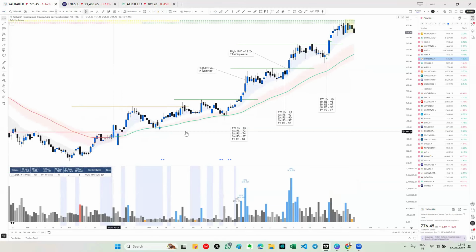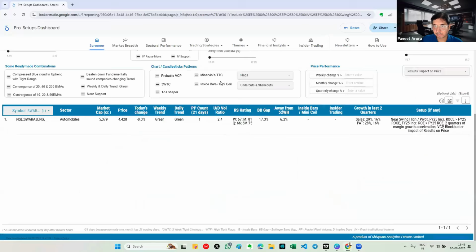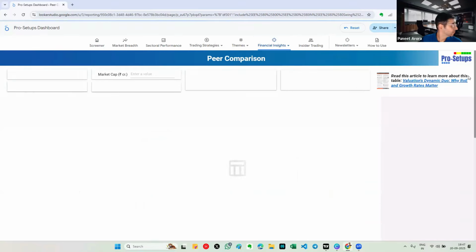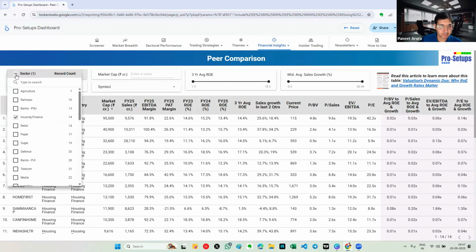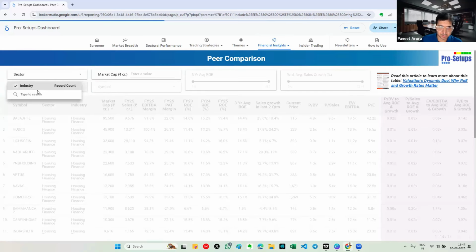Puneet bhai, is there a valuation which you check? Can you show us how to do it on our pro setups, the peer comparison? If you can just show us quickly. Sure. So you go to financial insights, check peer comparison. By default, you will see the housing finance companies, right? But you can, let's say I'm going to the hospital sector.